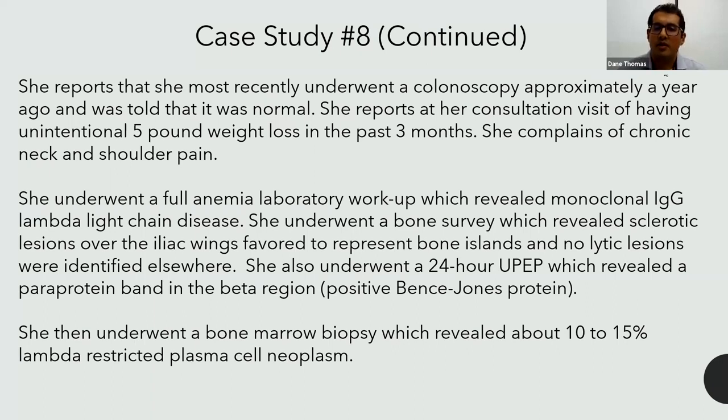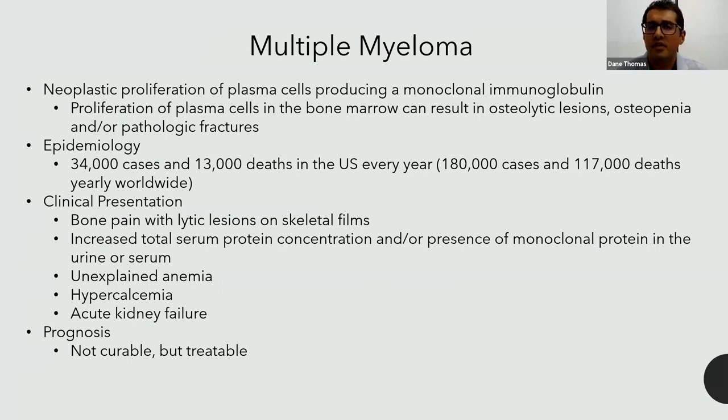She also underwent a 24-hour UPEP, which revealed a paraprotein band in the beta region, positive Bence-Jones protein. She then underwent a bone marrow biopsy, which unfortunately revealed about 10 to 15% lambda-restricted plasma cell neoplasm. So unfortunately, this patient was diagnosed with multiple myeloma. Multiple myeloma is defined as a neoplastic proliferation of plasma cells producing a monoclonal immunoglobulin. Proliferation of plasma cells in the bone marrow can result in osteolytic lesions, osteopenia, and/or pathological fractures, which patients sometimes present with in clinic.